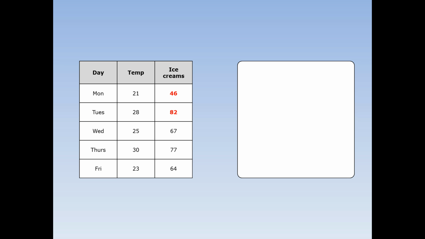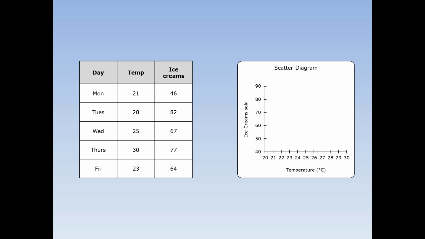For the ice creams, the smallest is 46 and the highest is 82. So I'm going to choose to start at 40 and go all the way up to 90. For this one, my scale will be 1 box equals 10 ice creams. And here are my scales.